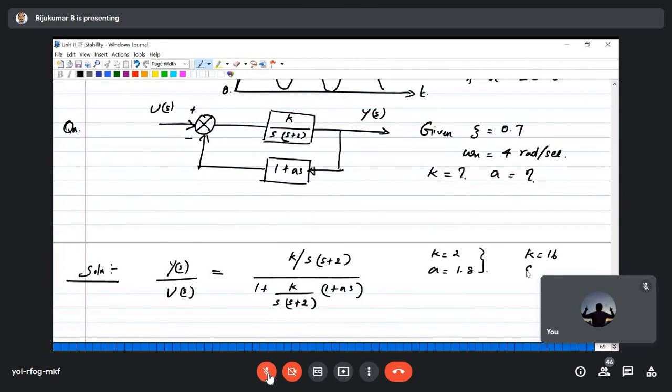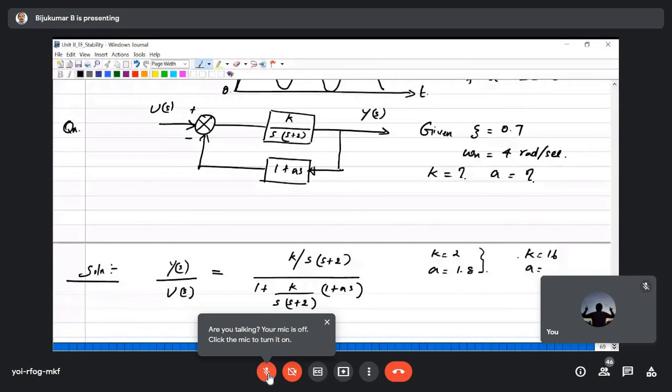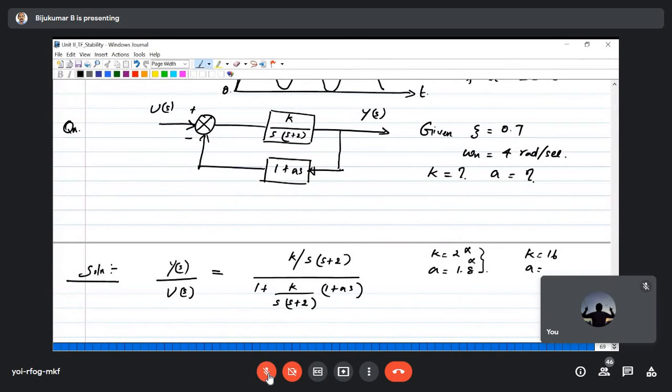K equal to 16. A equal to? I think you should check this once. This is wrong, I think. You made some mistake somewhere. K equal to 16 is correct. Anyway, we'll do it and see.